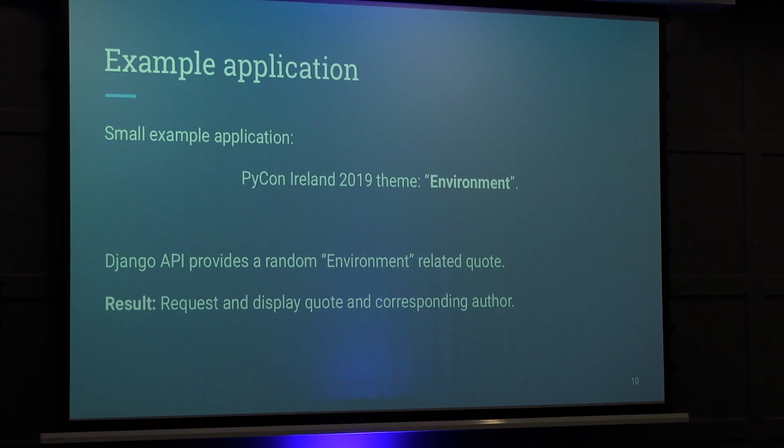To illustrate the points made, we're going to create an example application, and as the theme for Python Ireland 2019 is the environment, we're going to create a Django API, which serves a random environment-related quote, and then our front end is going to display that quote and the corresponding author.